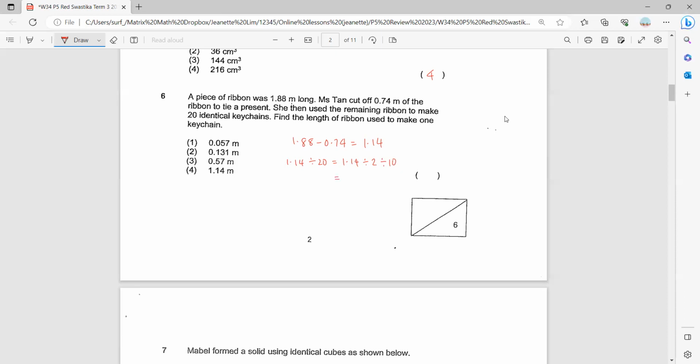Okay, 1.14 you can divide by 2. If you're not sure, you can do your working. So decimal place in the same spot. 1 divided by 2 cannot. So 11 divided by 2, 5, this is 7. Okay, so this is 0.57 divided by 10. So divide by 10, you can shift the decimal 1 time to the left, to make it smaller because you're dividing. So this is 0.057.